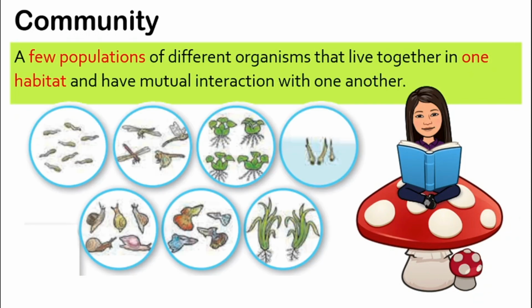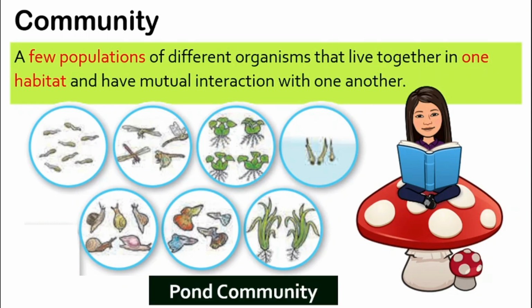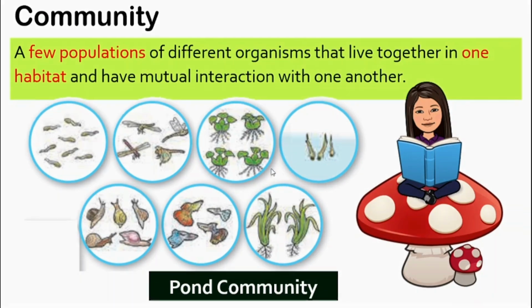For example, here are a few populations that live in the same habitat. That is a pond. So this is a pond community because there is a population of tadpole, a population of dragonfly, a population of hyacinth, population of mosquito larvae, a population of snail, a population of fish and grass, and all of those populations live in a pond. And so this is a community.